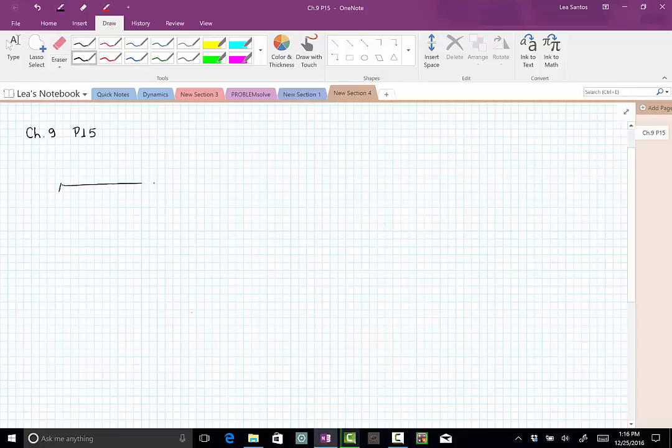We have this long beam and it's touching these two points here, these two legs here, and we want to know what is this force here, this normal force Fa and this normal force Fb.